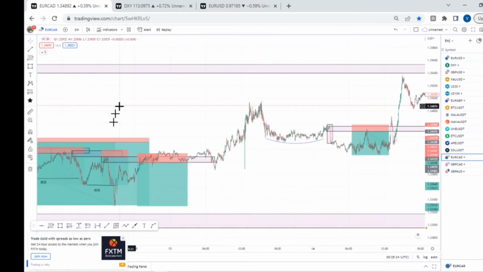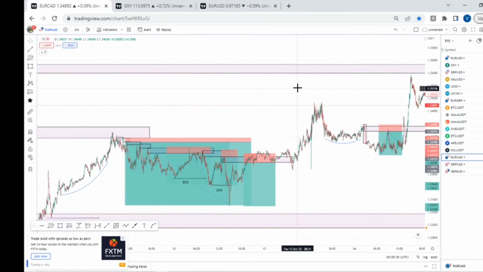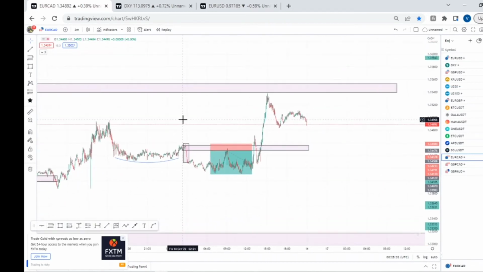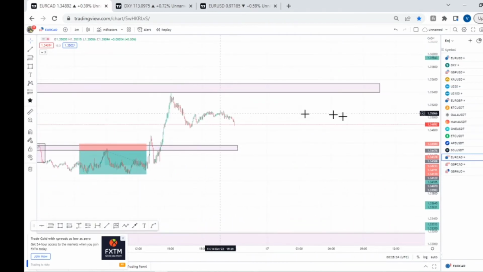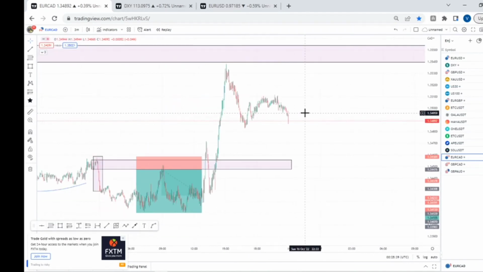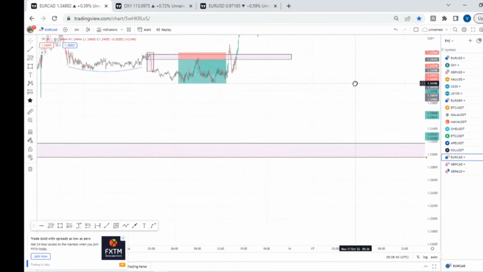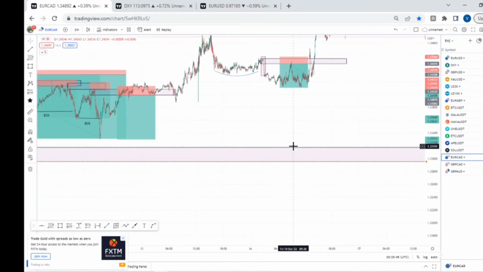So it hit TP also on that. Then we have price ran up to respect the other block above, which it did not mitigate. So this week, coming week, expecting price to go for this other block below. Why?